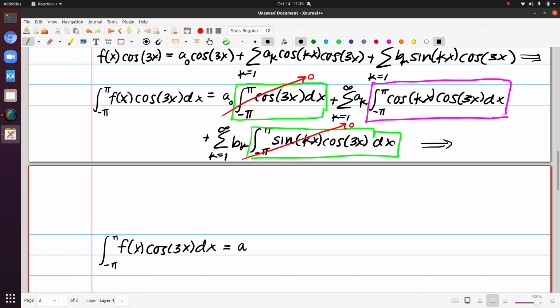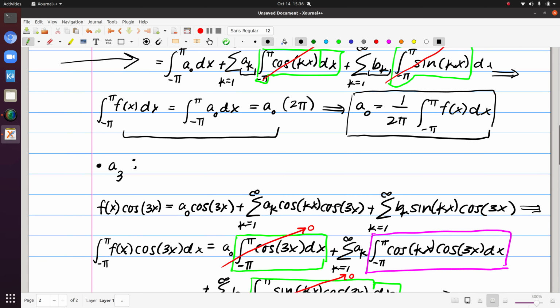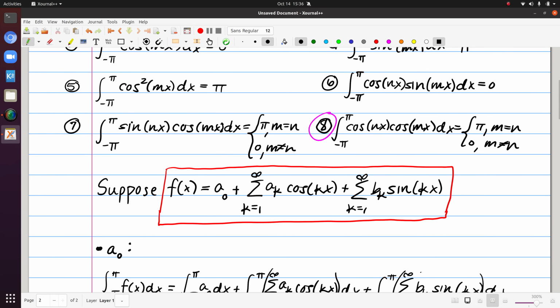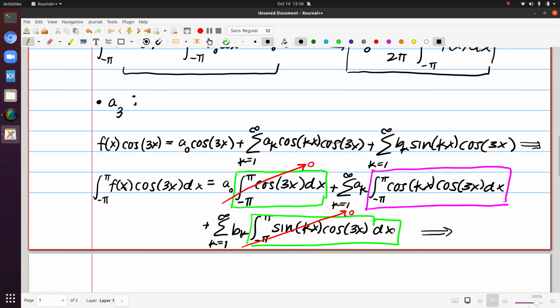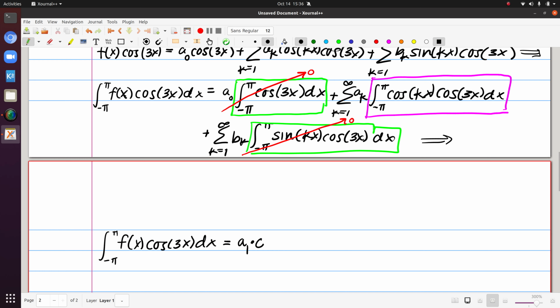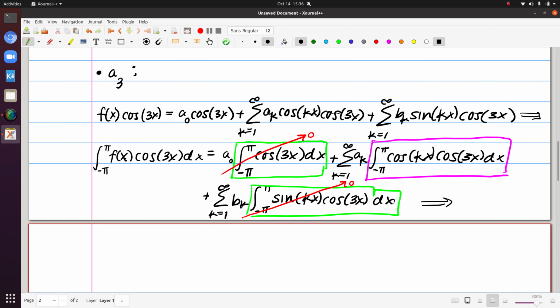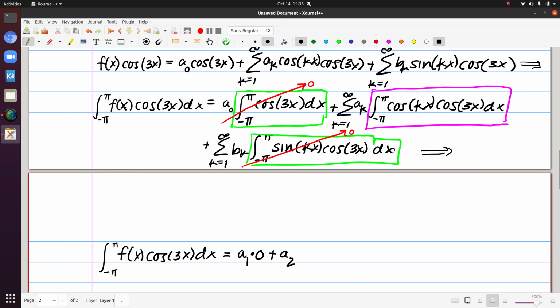So if I consider a1, that's the integral of cosine 1x times cosine 3x. Because 1 does not equal 3, that integral is 0. So a1 would be multiplied by 0. When I look at a2, that sits next to the integral of cosine 2x times cosine 3x. Because 2 does not equal 3, that 8th integral formula tells us that's 0.